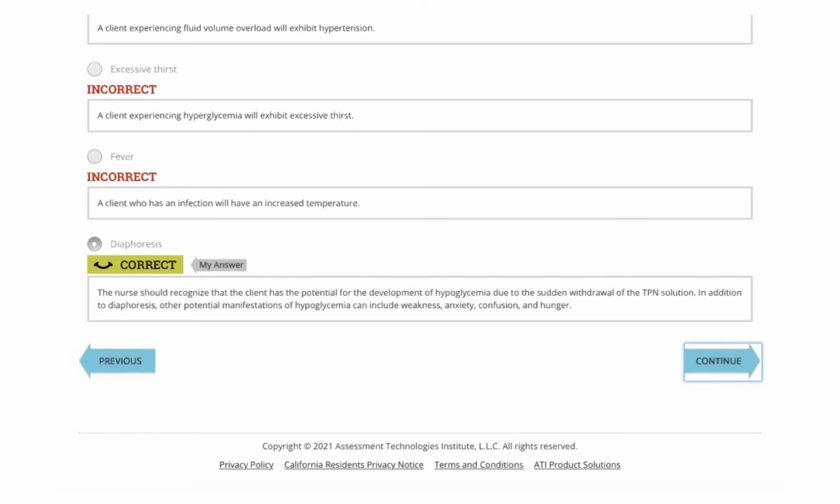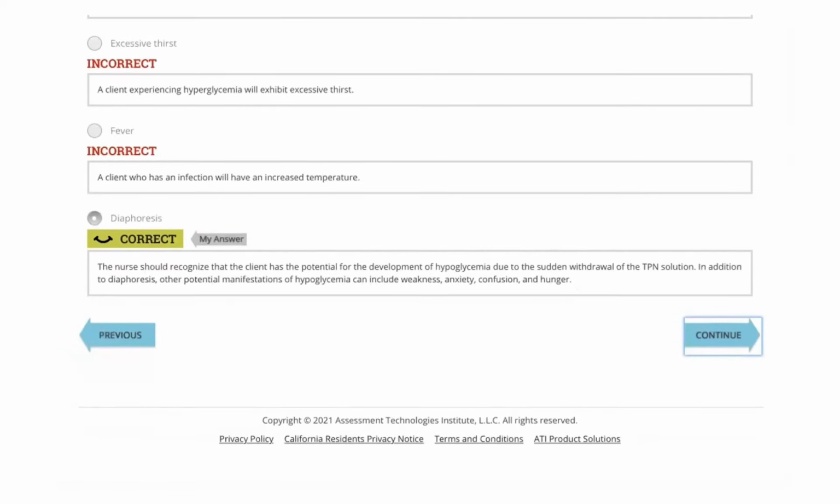So during that short time period that the patient was off of the connecting tubing to the TPN, because they were physically active, that may cause hypoglycemia. And diaphoresis is one of the signs and symptoms of hypoglycemia. I'll explain that later on. But my point is diaphoresis is correct. Because look, it says right here, the manifestations of hypoglycemia could include weakness, anxiety, confusion, and hunger, including diaphoresis.